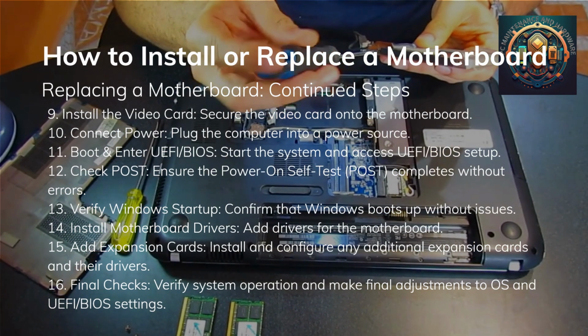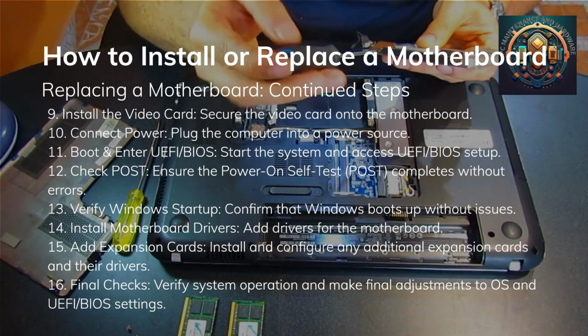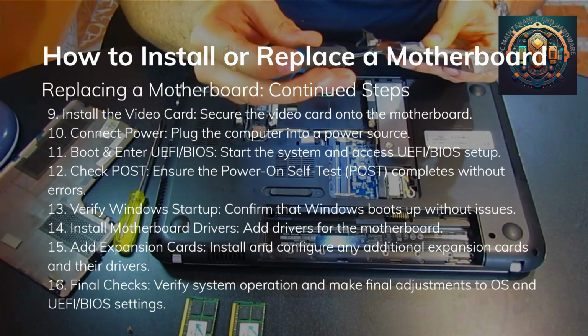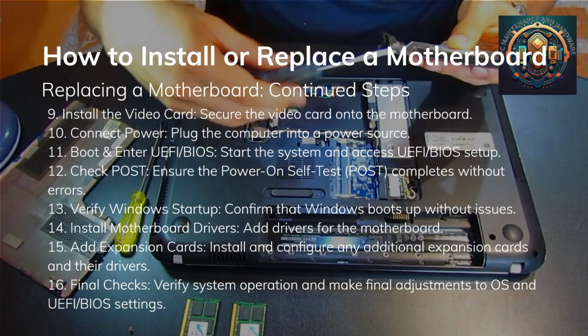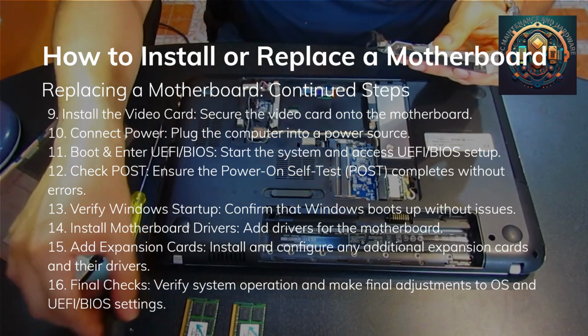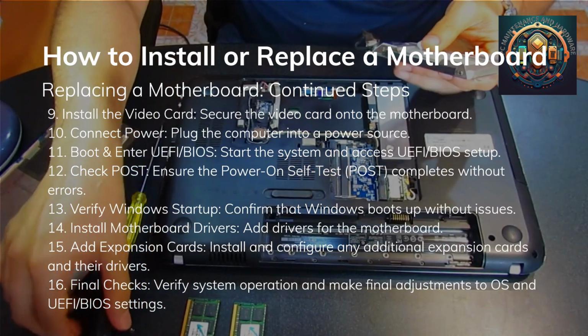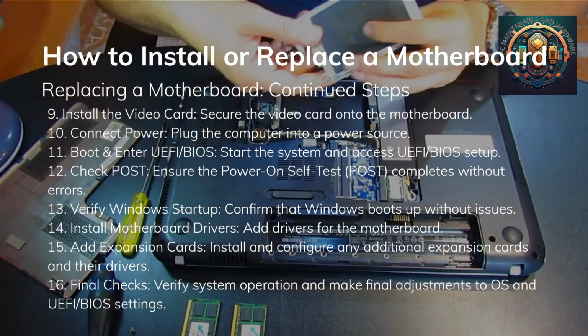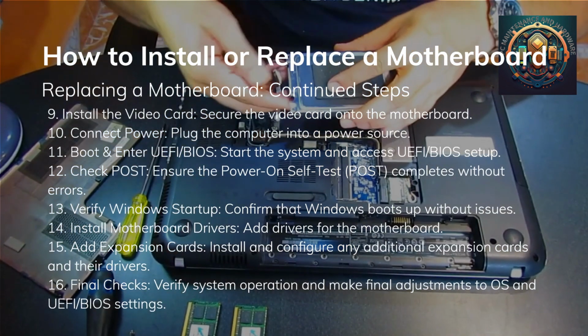Boot the system and enter UEFI, BIOS setup. Power on your computer and immediately enter the UEFI, BIOS setup by pressing the designated key, usually F2, F10, or Del. This will allow you to check initial settings and configurations.